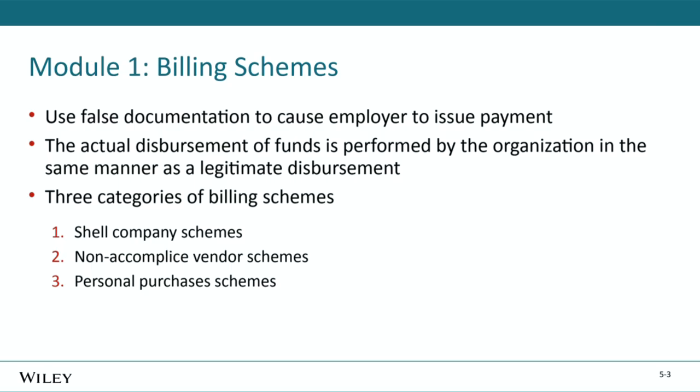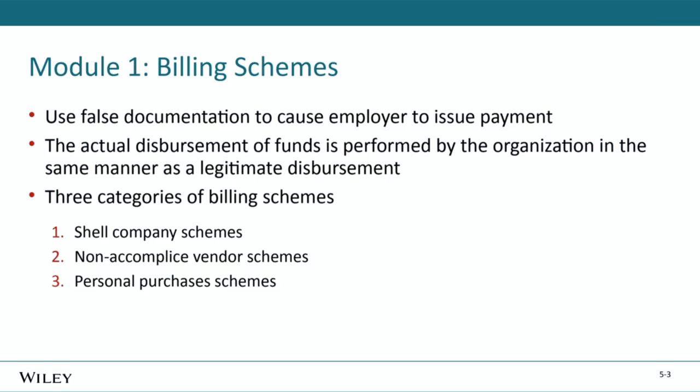Billing schemes. Again, I talked about this last time, using false documentation to cause the employer to issue the payment. The actual disbursement is performed by the organization as a legitimate disbursement. And we have three types in our big flow chart of fraud. The shell company scheme, where you create a shell company. The non-accomplice vendor scheme, that's where you essentially use the name of a vendor to pull this one off, but the vendor is not involved in the fraud, okay? So that's why they are not an accomplice, okay? And then the personal purchase schemes.